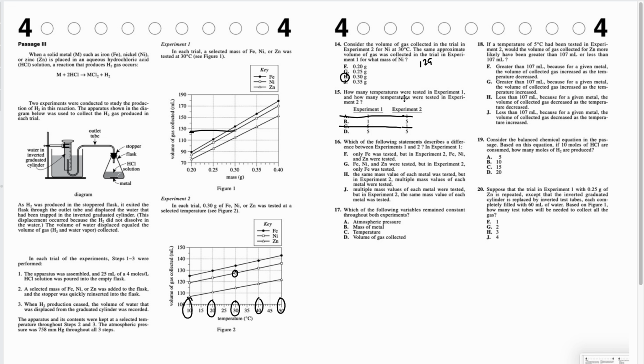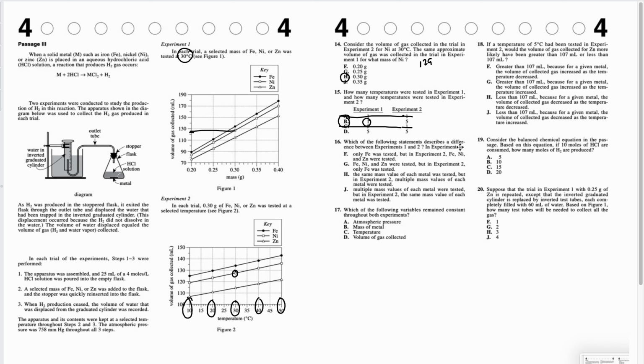Now I can look at experiment 1. I don't have anything on the x or the y axis about temperature. So experiment 1, it says, was tested at 30 degrees Celsius only. So only one temperature for experiment 1. So the answer for 15 is B.